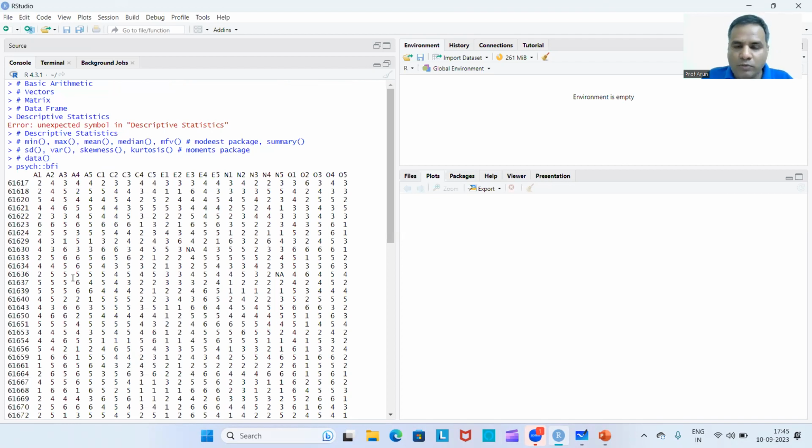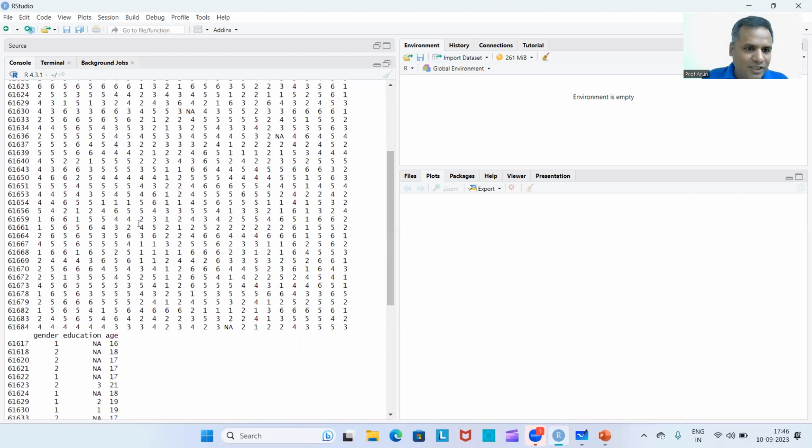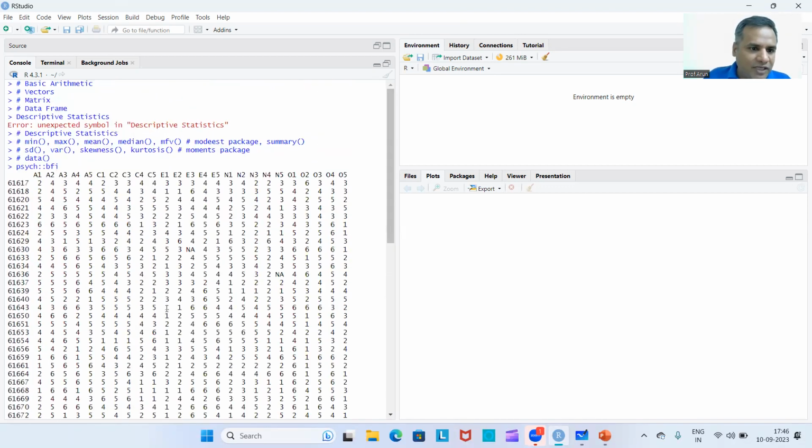Data sets are there in R, and every package that you install will have certain data, because the researcher who develops the package also has to give their data so that people can go and practice. So these are some of the basic things that we learned.